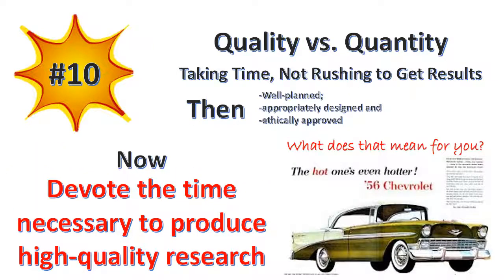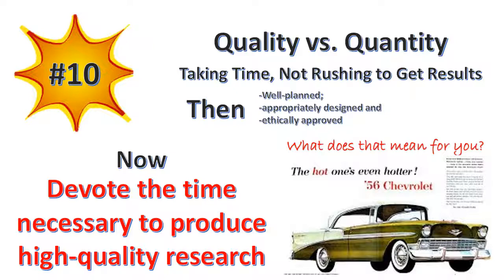Trend number 10, quality versus quantity. This has been an ongoing battle. Is it better to have lots of papers on your vita, in other words, lots of publications to your credit, that are maybe of a low quality? Or is it better to have a few really high quality research studies out there? Well, if you want a personal opinion, I think I would prefer a few very good publications rather than a whole lot of mediocre and low quality publications.